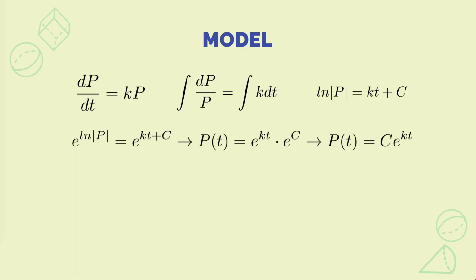which will lead me to P as a function of time, since P is our dependent variable in this case, sorry. And that is equal to e to the power of kt times e to the C. Then we redefine e to the C to be our arbitrary constant in front of e to the kt to arrive at this model. P of t is equal to C e to the kt.